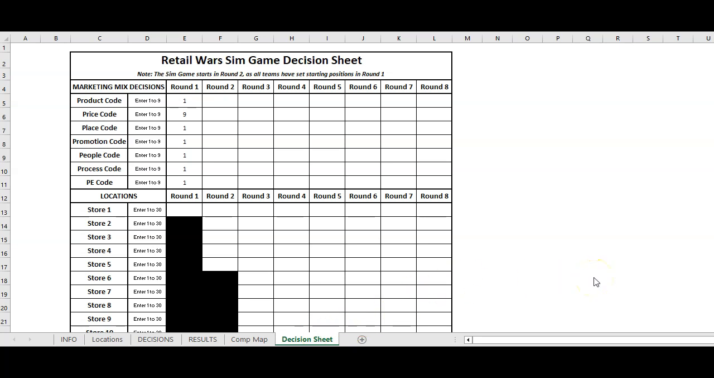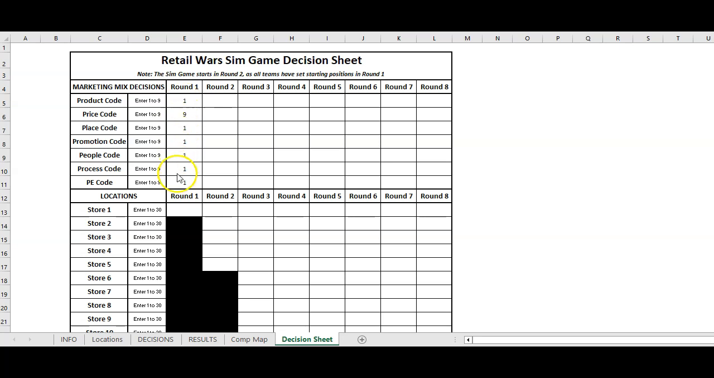Now, if you're a student, you'll be given this decision sheet, and this is what you'll be completing each round. You can see round one's already filled in, but then we're going to go round 2 all the way to round 8. For each round, you have to make the 7 P's marketing decisions by entering a code of 1 to 9. I'll make sense of that in a moment.